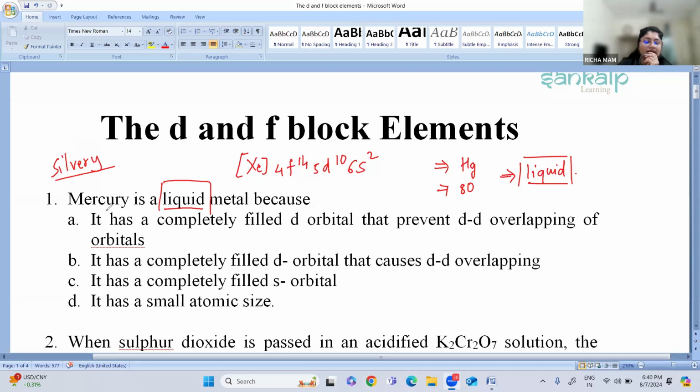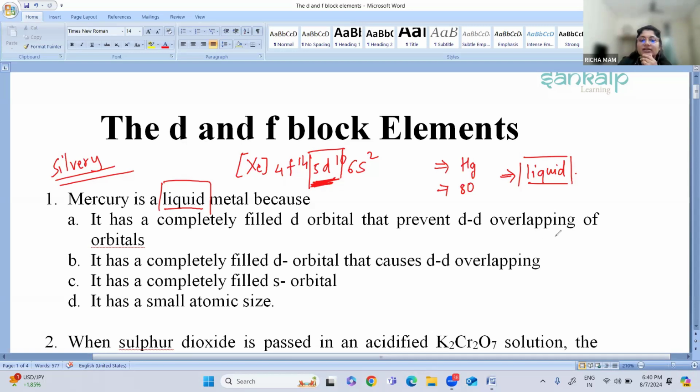Okay, so it is a silvery white metal and it has a completely filled d orbital. Because of the completely filled d orbital, what will it do? It will prevent the d-d overlapping of orbitals. If the d orbitals were not completely filled, then what would happen? Then the d-d transition would take place, d-d overlapping would take place.